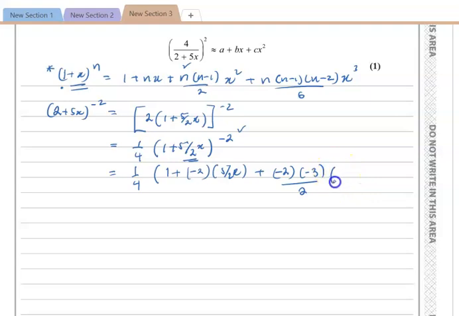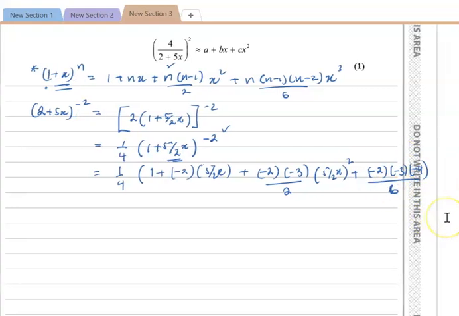This is multiplied by your x squared, but your x is 5 over 2 x, squared, plus the next term here, because we need the first 4 terms, so I have 1, 2, 3, 4, one more, plus n times n minus 1 times n minus 2 over 6, all of this multiplied by our x, which is 5 over 2 x, cubed. All right, so that means we have our final answer here.